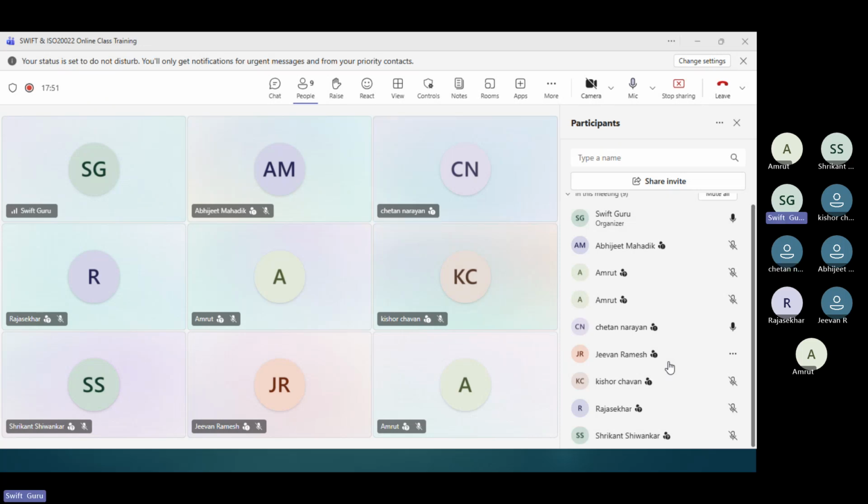Chetan, your second part, I lost it, but the first part which I heard is how easy it is to learn this, even for someone who is not really into this area. To answer that, I would say the training which I have designed for this course, Swift and ISO 20022, is in such a way that even with no knowledge of the payments domain, you can come here and learn it. This is how I built it.